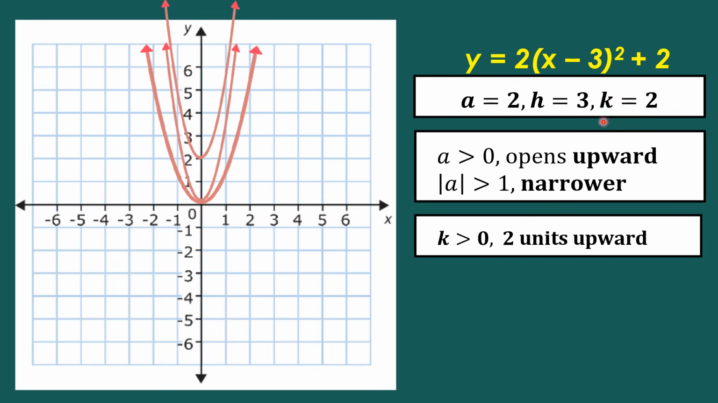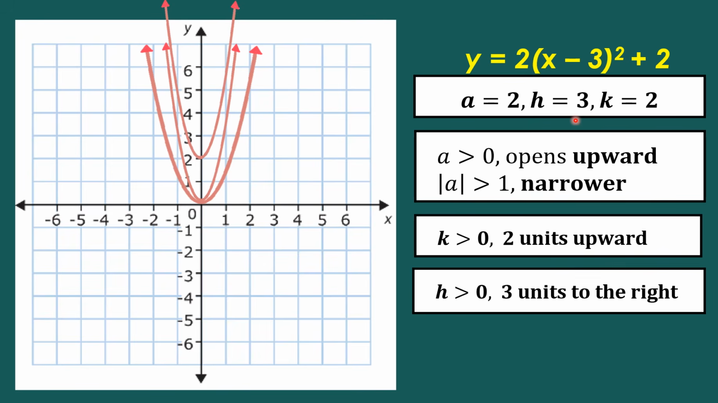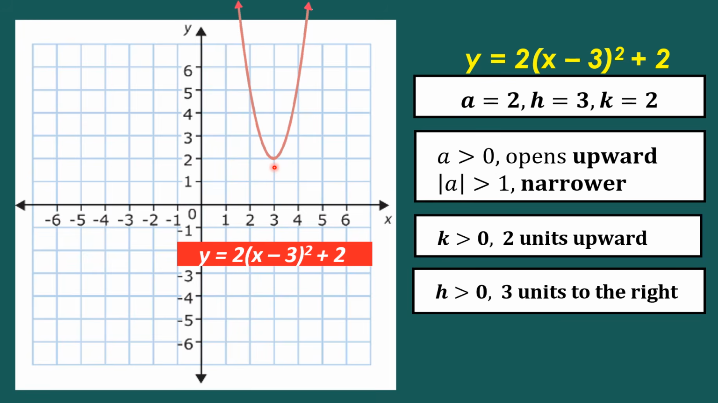But again, meron pa tayong value ni h, and h here equals 3. So ano nga ba lang mangyayari kapag ang value ay greater than 0? You have to move 3 units to the right. So from this point, i-move natin siya 3 units to the right. 1, 2, 3. So that means this is now the graph of y equals 2 times the quantity x minus 3 squared plus 2. Notice that it is narrower compared to the graph of our parent function. We move 2 units upward and 3 units to the right.